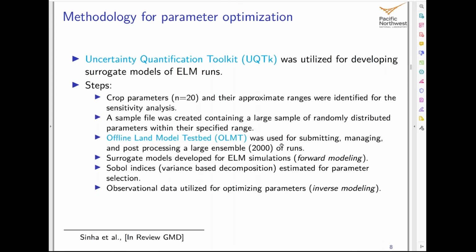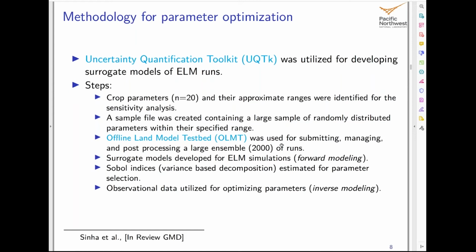To summarize, the steps that we took for this calibration were, first, out of the really large number of more than 100 parameters, we identified the crop parameters that are most important for perennial crops. And we also identified the approximate range for those parameters based on literature review. And then we generated a sample file containing a large sample of randomly distributed parameters within their specified range. And this sample file was then used for making ELM runs.